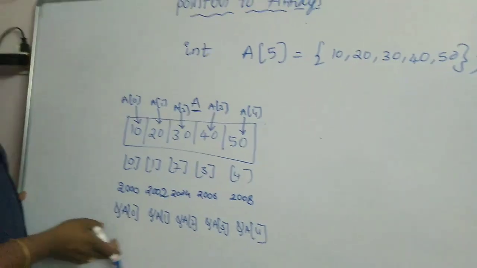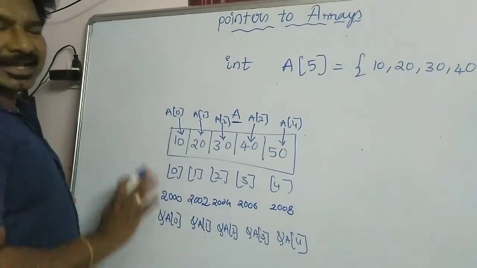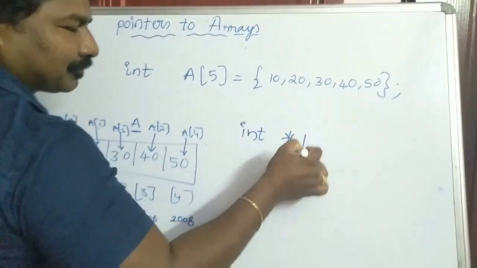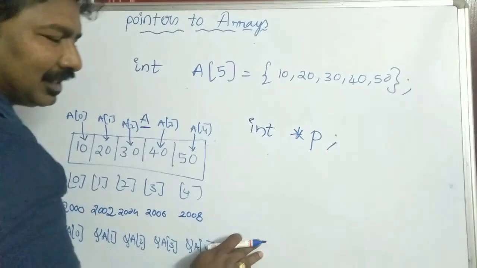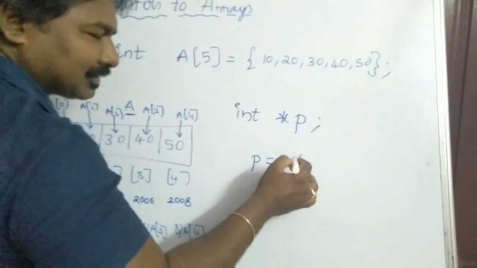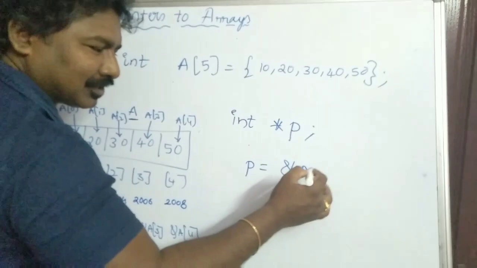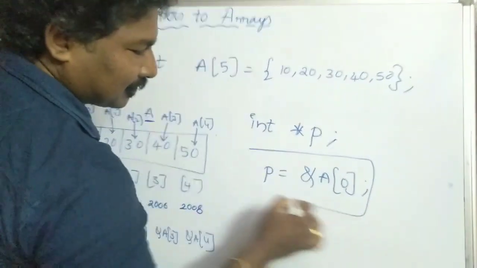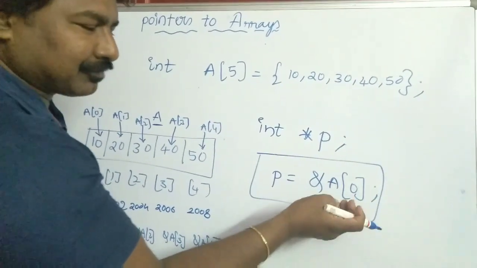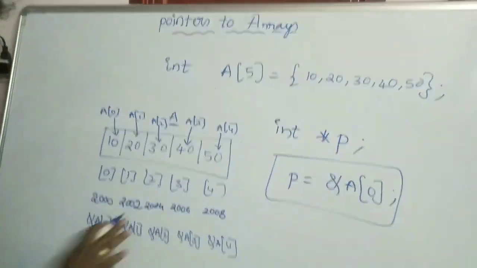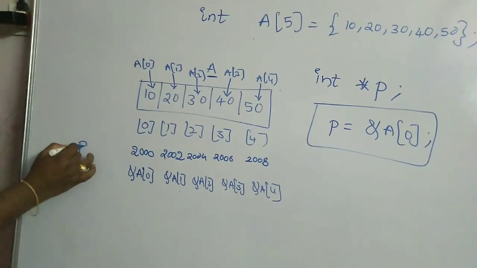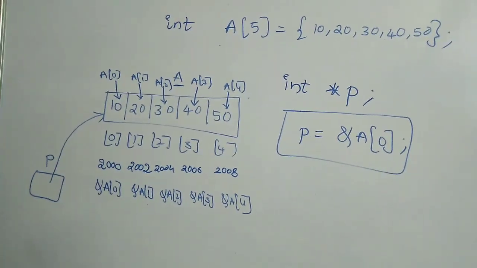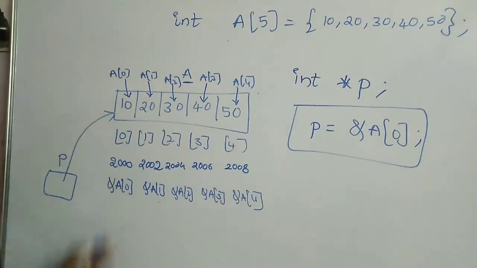So what happens if I declare a pointer and point it to the array? Friends, now I am taking a pointer, int star p, and I am assigning the address of my first element, that is ampersand of A of 0, to p. So here we have assigned the address of the first element to the pointer p. This can be represented in the figure as p being a pointer, and p is pointing to the first element.